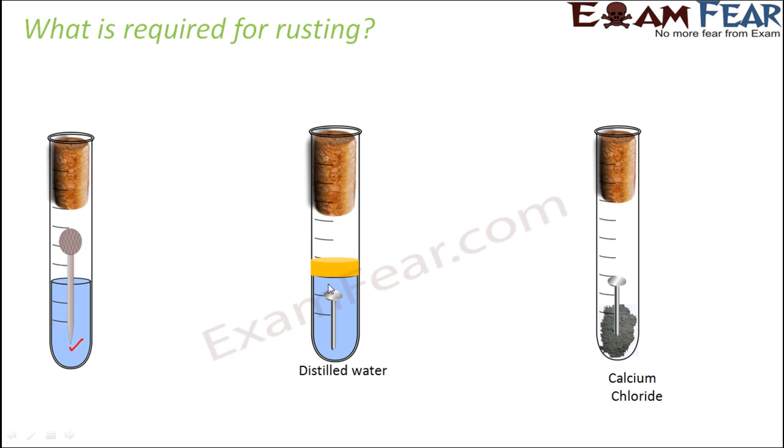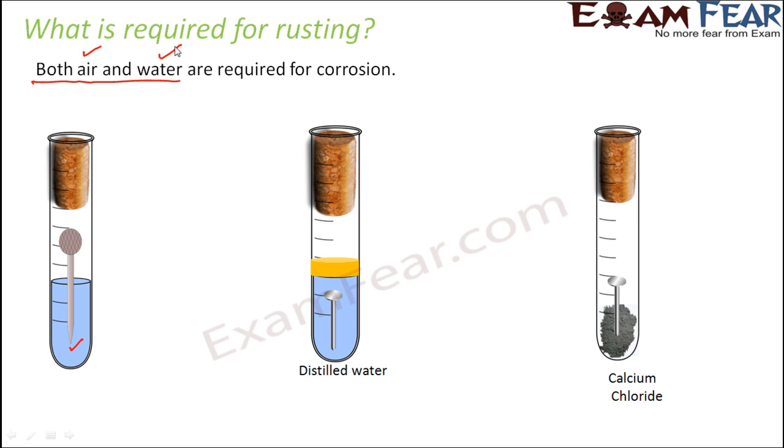Due to rusting. In the second case, you see water is present there, but it has been blocked so that there is no air being made available to the nail. So now in presence of only water, again no rusting takes place. In the third scenario, instead of water, some calcium chloride has been taken so that it cannot react with water. So in this case, due to absence of water, again rusting cannot take place. So this proves that both air and water are required for corrosion. Both of them are required. In presence of only air or only water, rusting cannot take place.